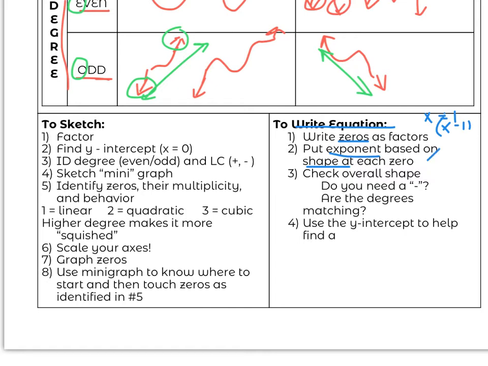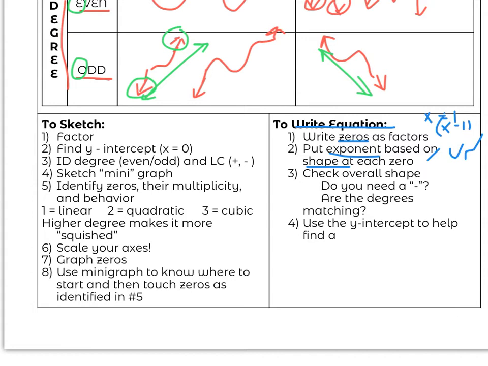Then I put the exponent based on the shape at each zero. Remembering if it just straight passes through, that's an exponent of 1 or multiplicity of 1. If it looks like a little parabola right at the x-intercept, it's squared. And if it looks like a cubic right at the zero, then you would put it to the third power.